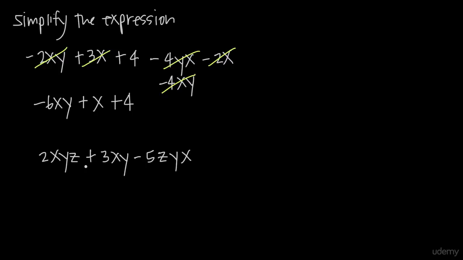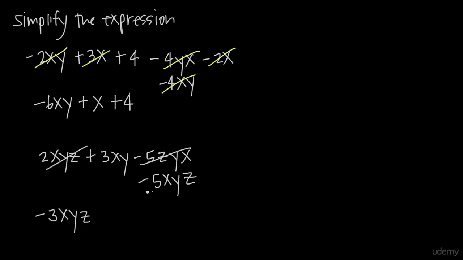Let's look at this other example here. We have a positive 2xyz. That's not the same as 3xy because there's no z variable involved in this term. But if I have negative 5zyx, remember by the commutative property, this is the same as negative 5xyz when I put my variables in order. So now I have a positive 2xyz. I'm taking away 5xyz's. That's going to give me a negative 3xyz.